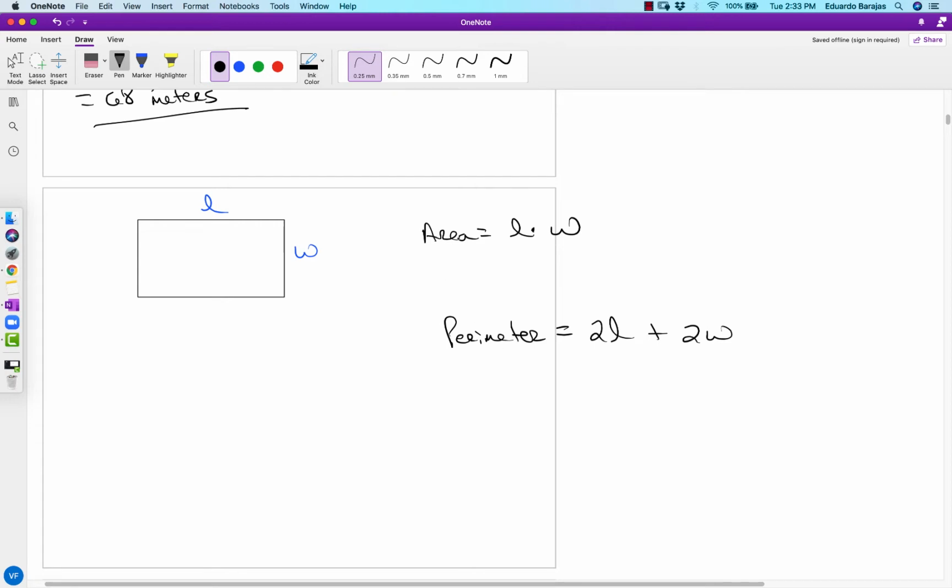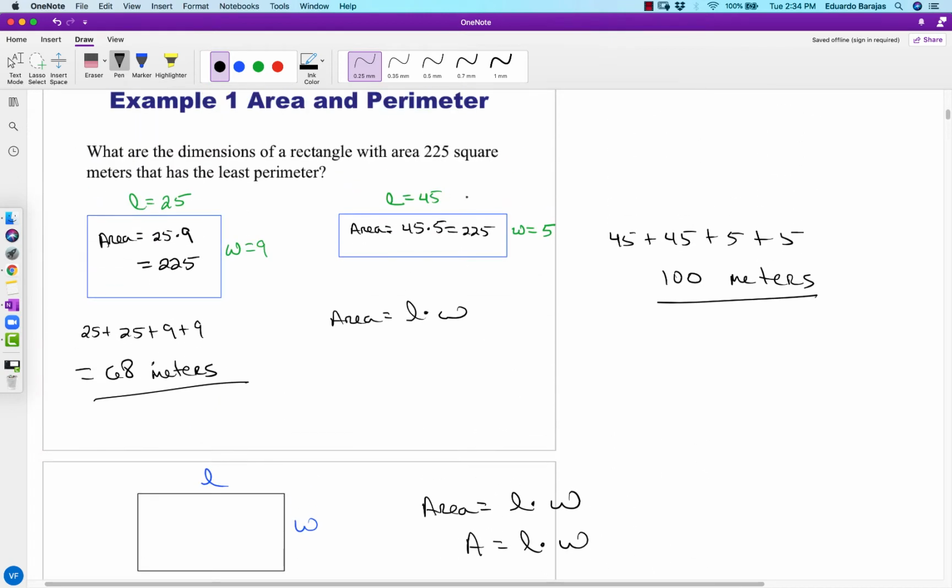So just to get rid of this word, we're going to use the letter A. So this is one formula: A equals L times W. And here's another formula, and we'll say P equals twice L plus twice W. We wanted to optimize the perimeter, right? So reading the question one more time, the least perimeter. We want the minimum of the perimeter. So optimize the perimeter. So we want to work with the formula or the equation for perimeter.